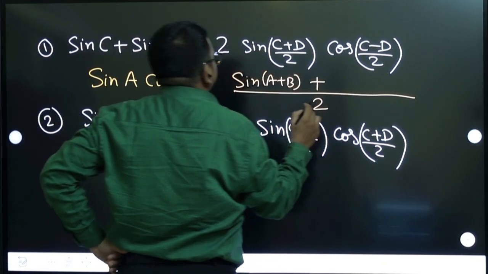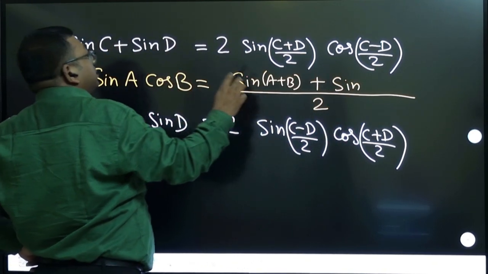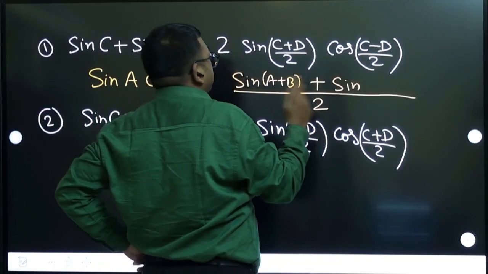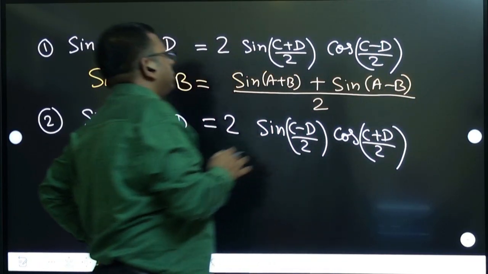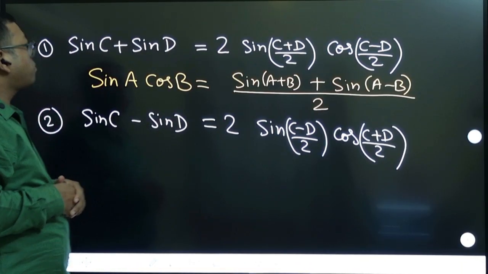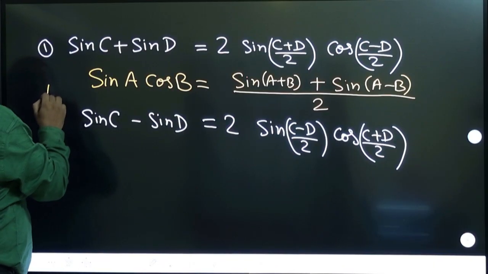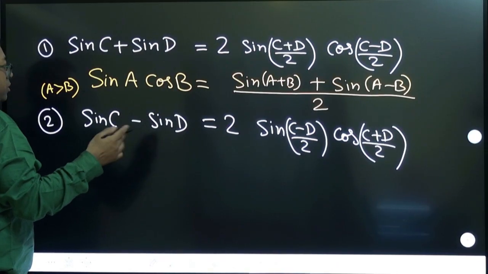And plus sin D, which you will get by subtracting this, which is A minus B. This is what we need to note. So sin A cos B can be written in this way. Here we are taking A greater than B. A greater than B, this will be done like that.